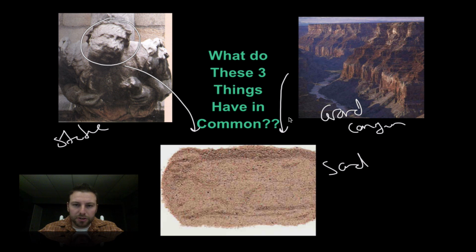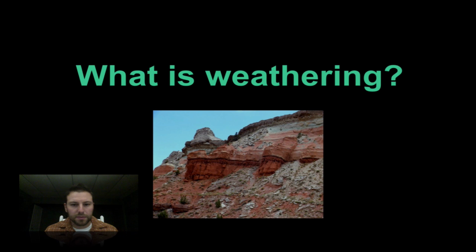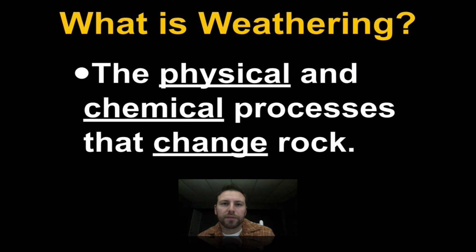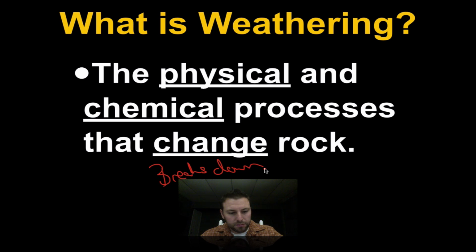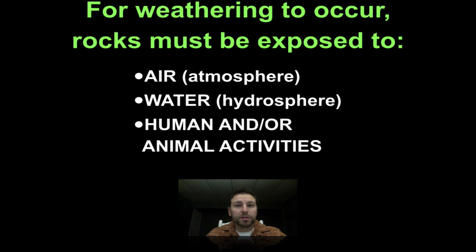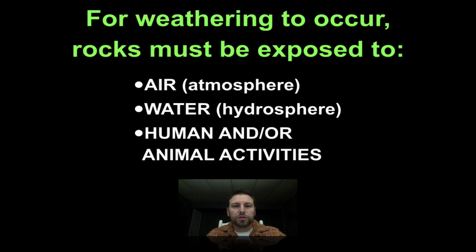What these three pictures have in common is that they've all been weathered or are a result of weathering. So what is weathering? Weathering is a physical or chemical process that changes rock or breaks down rock. That's it. That's weathering. For weathering to occur, the rock or the substrate or the material must be exposed to the air, water, or human and or animal activities.